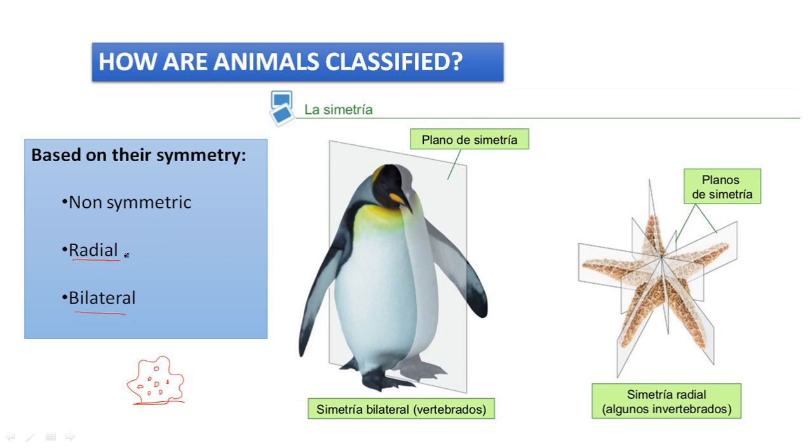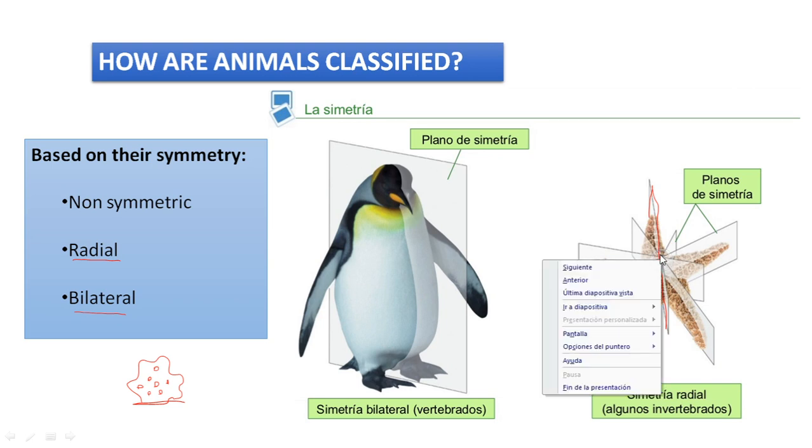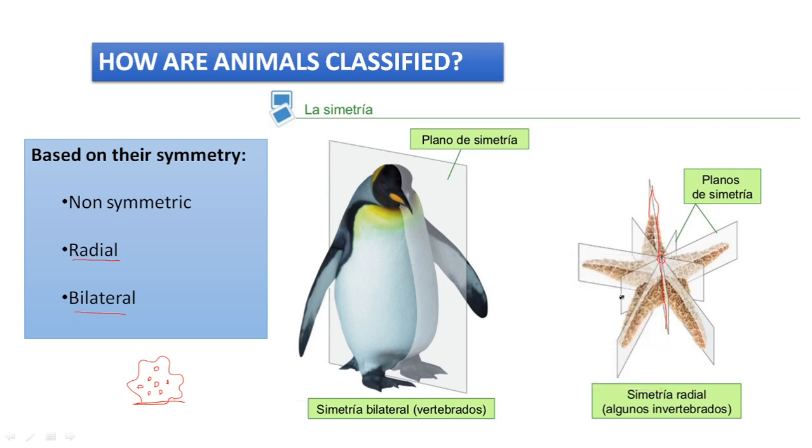And also we can find some animals with radial symmetry. In this case, we can divide their body into two parts following this plane across the arm, right? But the interesting thing is that we can find several planes of symmetry in this animal, and all of these planes cross in one central point, and the planes are like the radius of a wheel. That's why this symmetry is called radial symmetry.